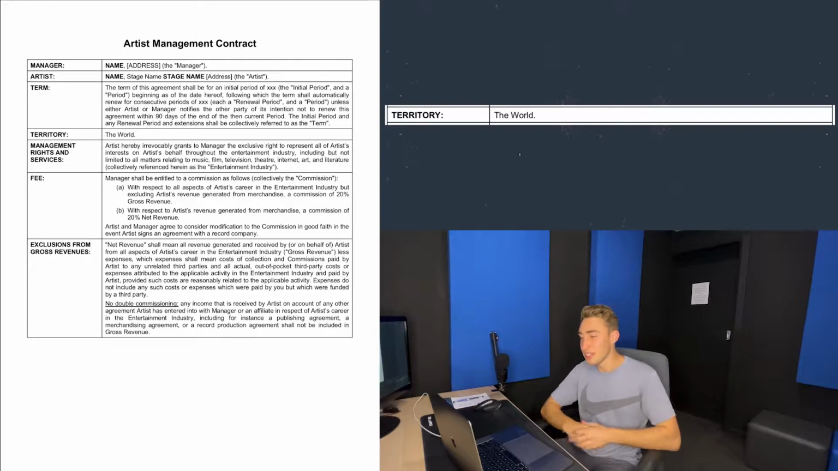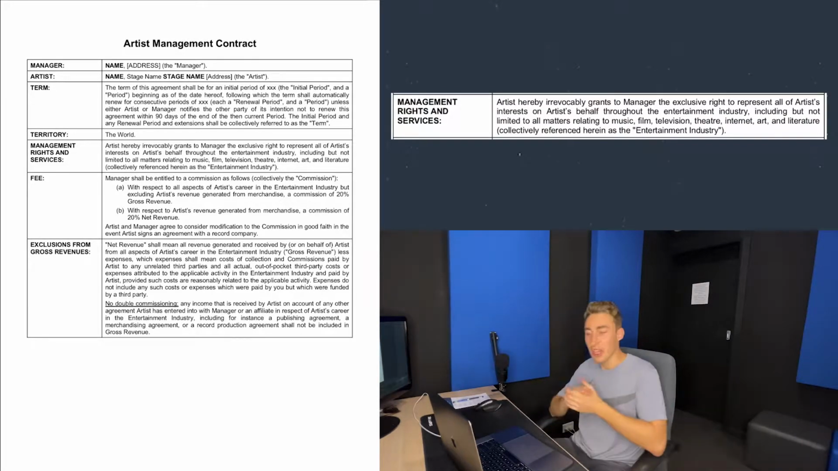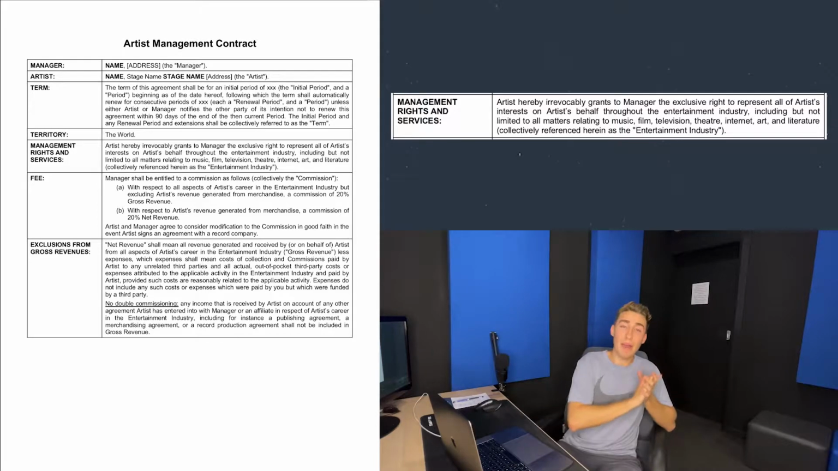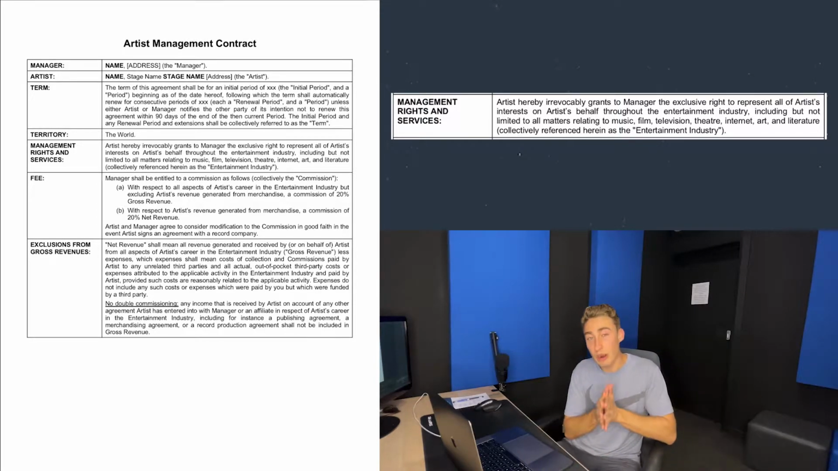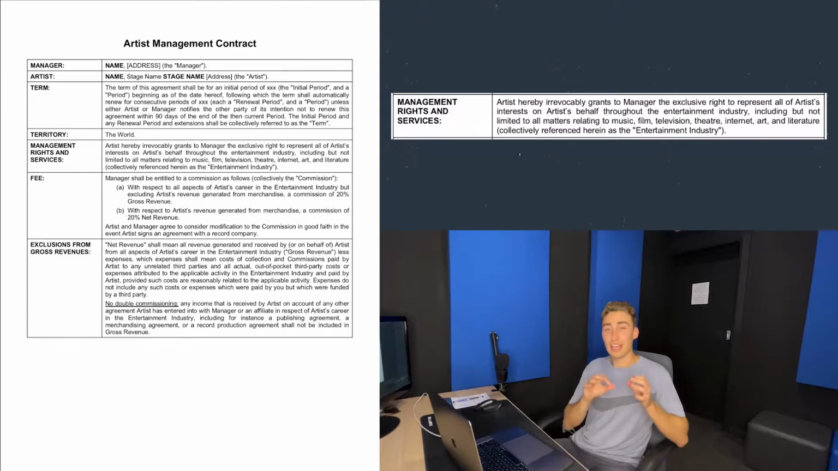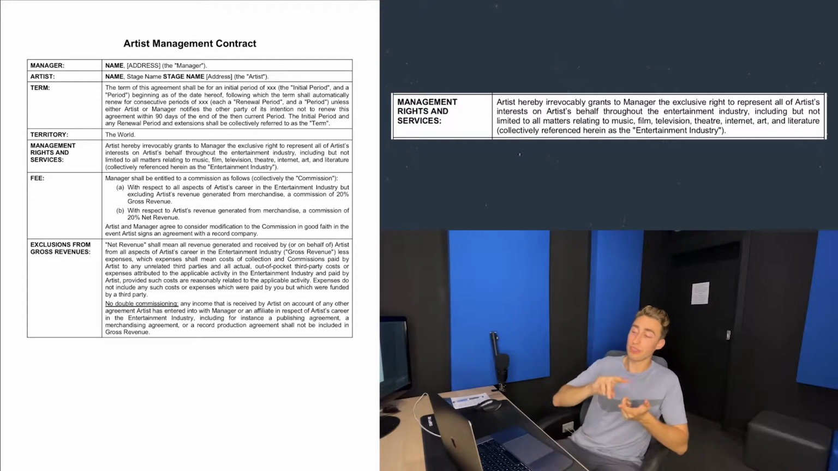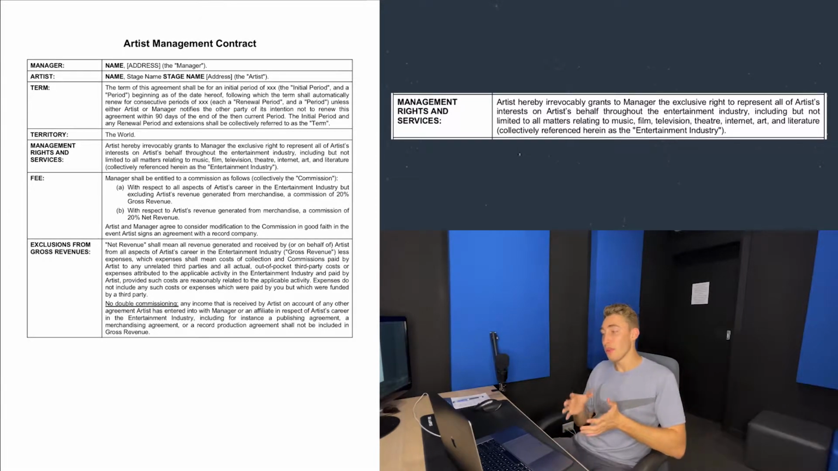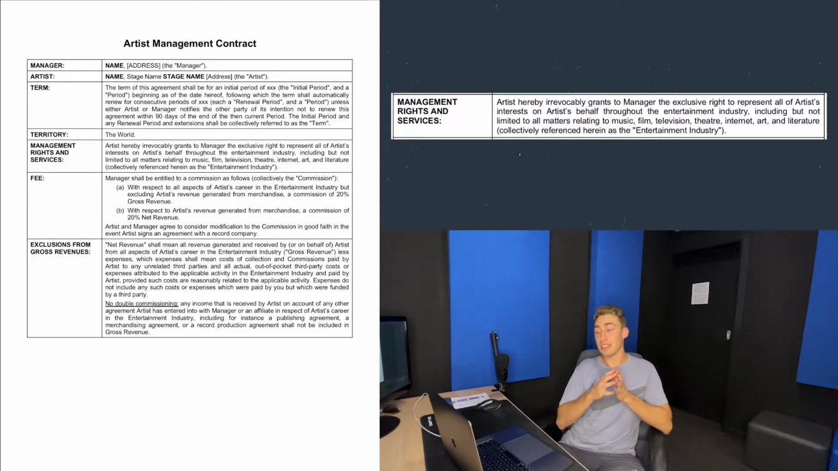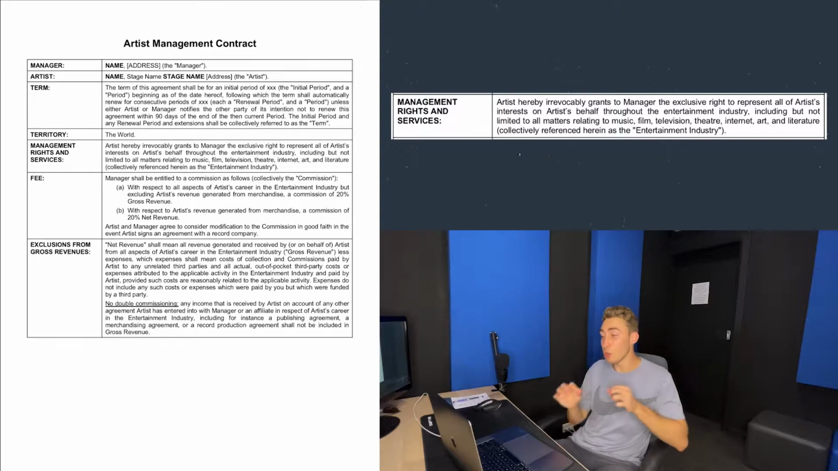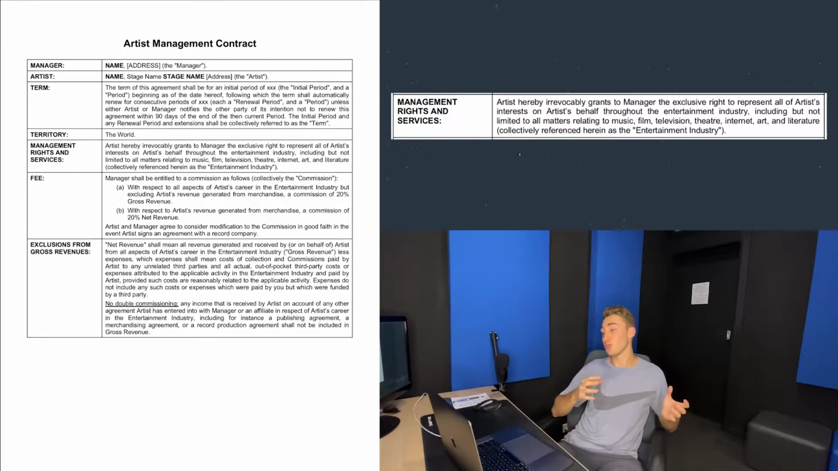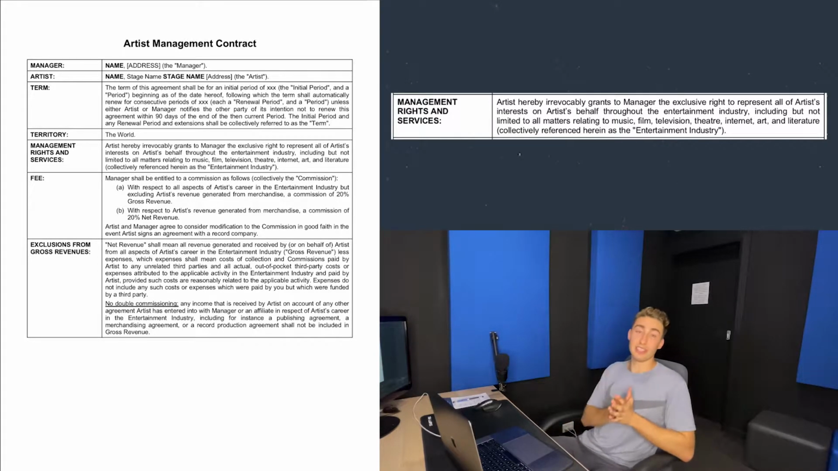The next section is the management rights and services. This section essentially gives the manager the exclusive right to represent the artist for entertainment industry related activities. Now they list a few of the activities including music, film, television, theatre, etc. But they do suggest that it's including and not limited to those areas. The reason it is throughout the entertainment industry and including but not limited to is because it would be impossible to list every single potential form of revenue through the entertainment industry because the landscape is ever changing.